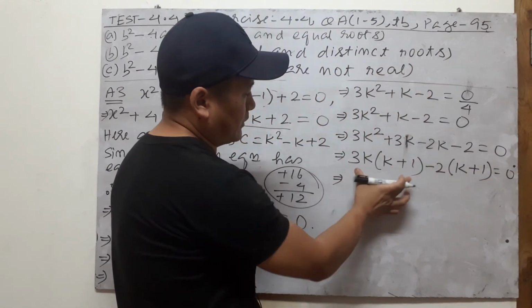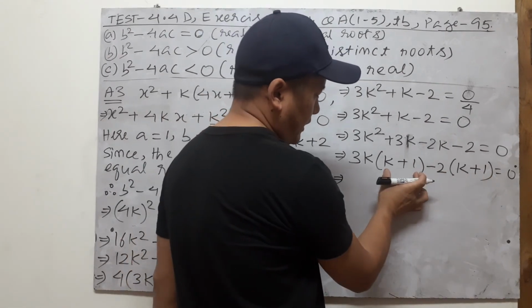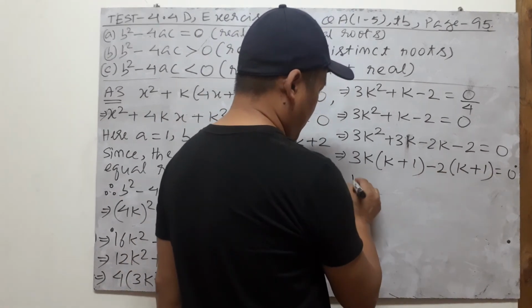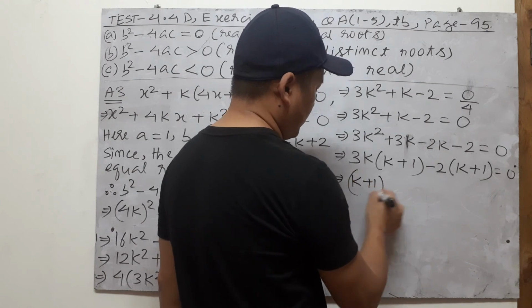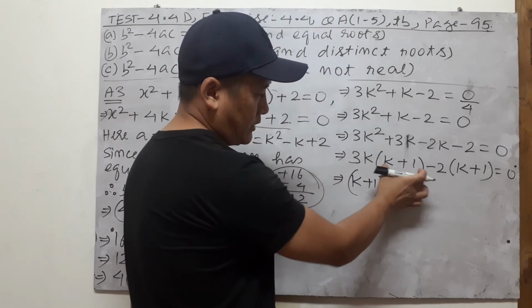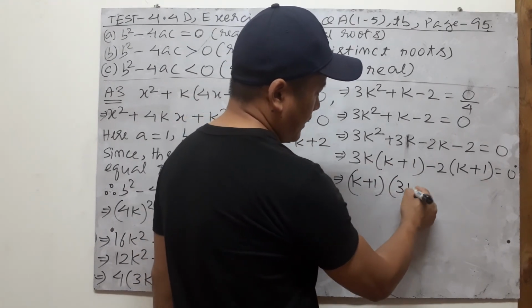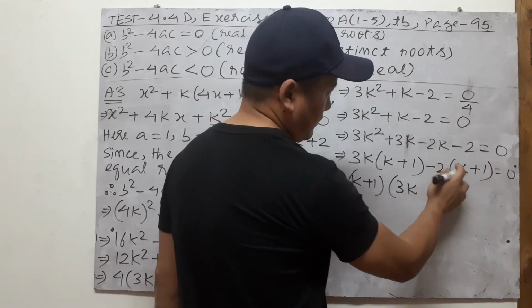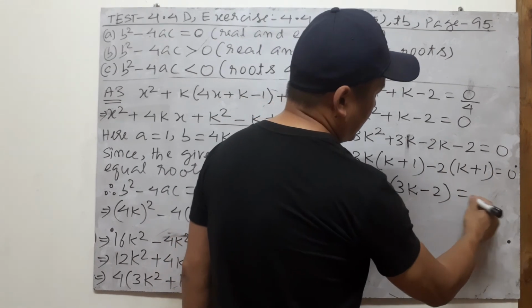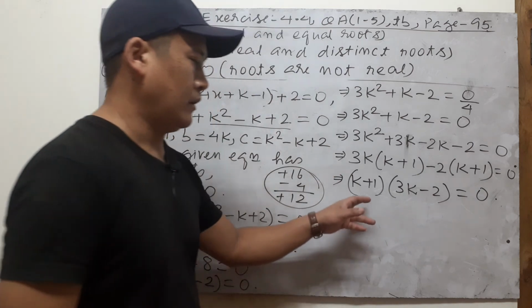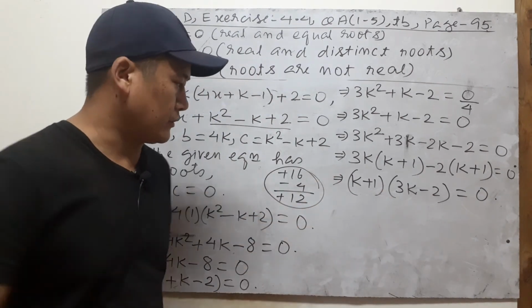So we can see in these two terms, the common factor is k plus 1, k plus 1. So take that k plus 1 out of this bracket. This has gone out, so inside will be 3k. This has gone out, so this inside will be minus 2 equal to 0. So we have managed to factorize.